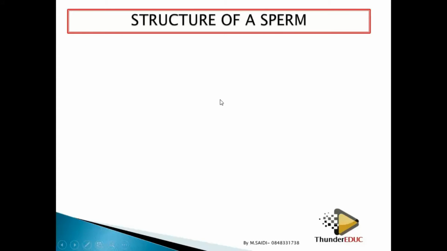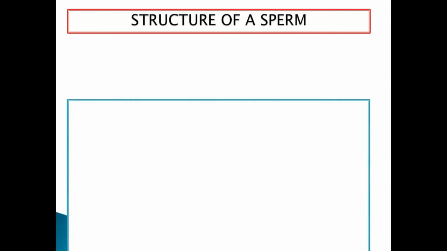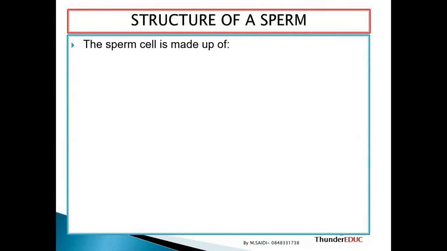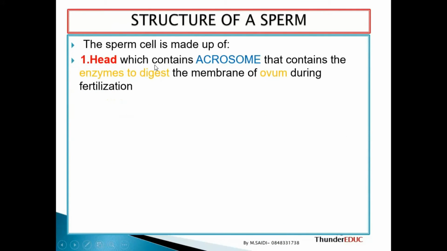So now let's look at the structure based on science. Sperm is made up of, number one, the head. The sperm has a head which contains the acrosome, which looks like hair, and that contains the enzymes to digest the membrane of the ovum during fertilization. So what we want is: the head contains the acrosome, which contains enzymes which digest the membrane of the ovum during fertilization. It's like an adaptation, that the head has the acrosome.